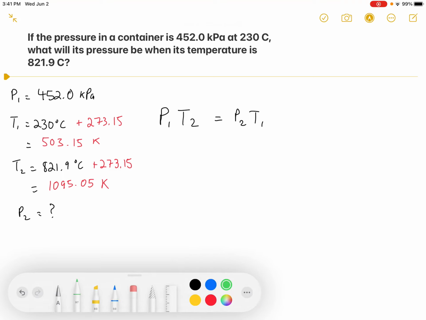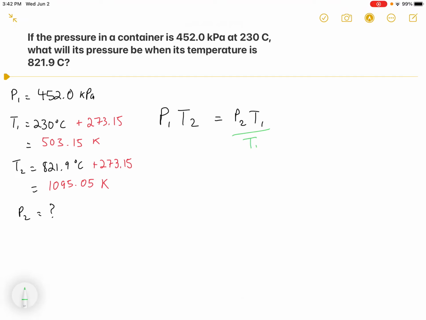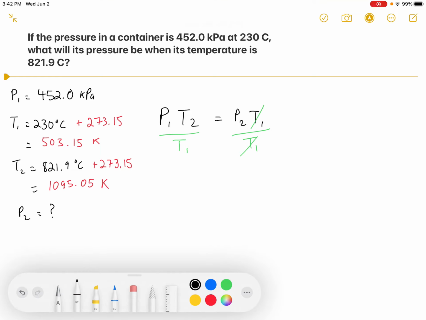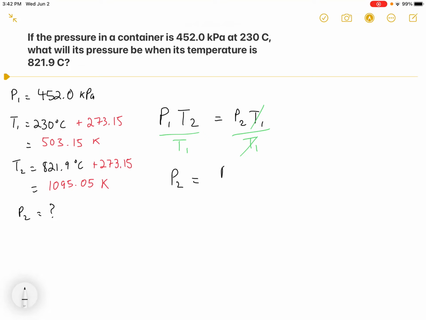Our next step is to look to the Gay-Lussac's law formula to figure out what we want to solve for, what algebra we need to perform. So we are asked for the final pressure, which means we're going to have to isolate P2 on one side of the equation. We can achieve that by dividing both sides by T1. And then we'll get P2 on its own being equal to P1 times T2 over T1. And then we will just sub in all of our information.